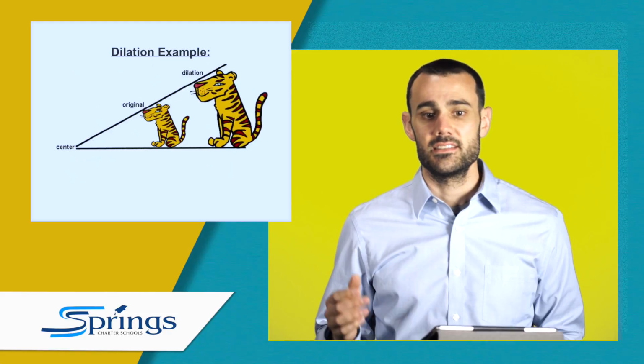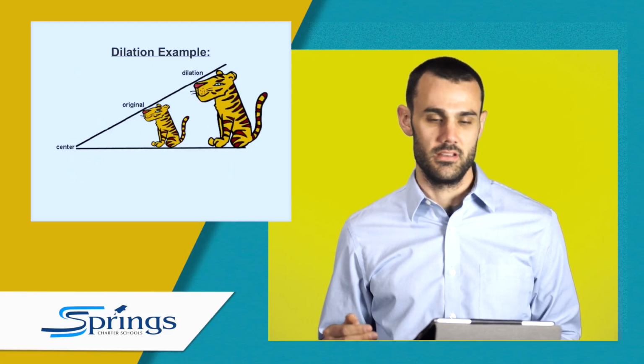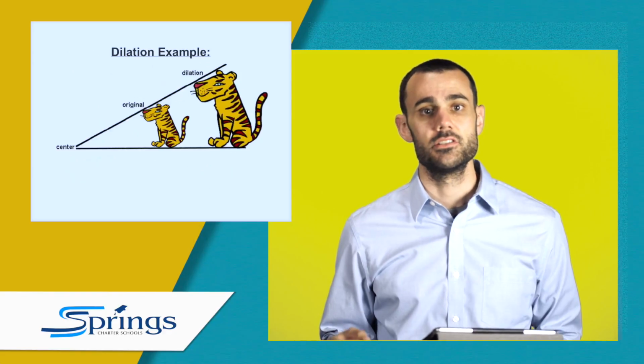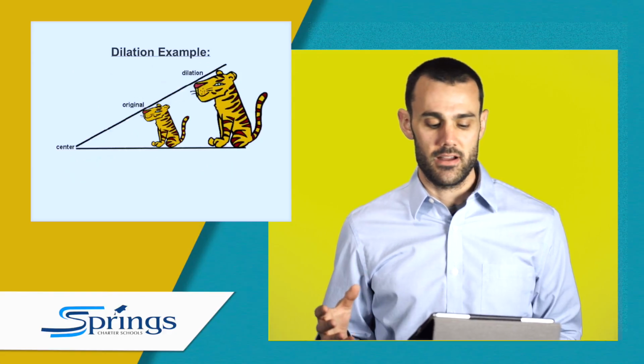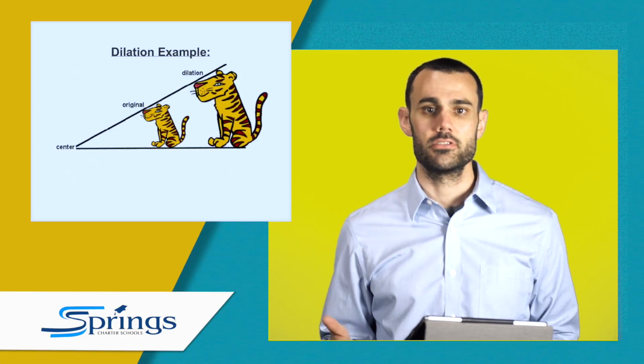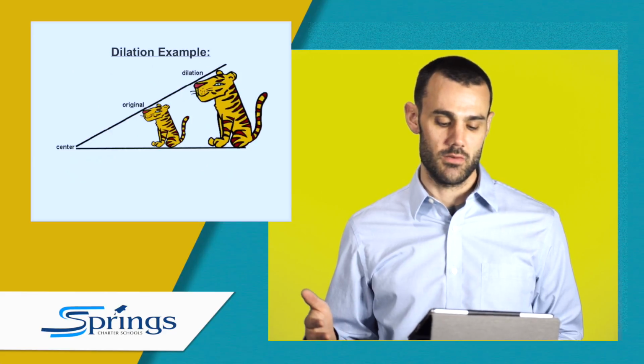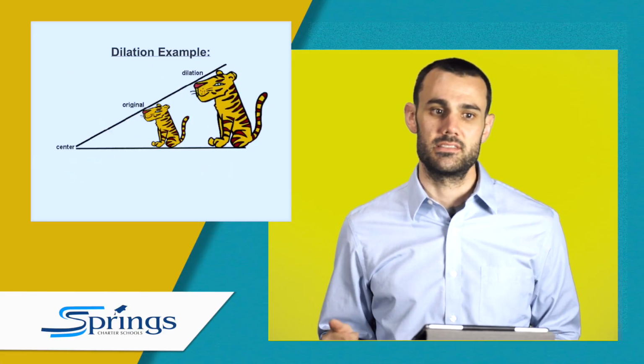Dilation. Now this is a scale factor. We have a center point here, which is where these two lines meet. We have our original image of our tiger, which is the small one. And then we have our second image, which is the dilated image, which is made much larger than our original. If I were to guess how many times larger, the scale factor here would probably be 2 to 3 times the size of the original.